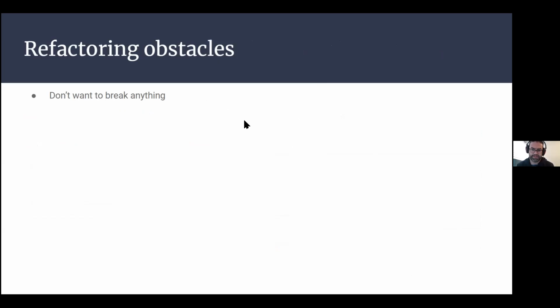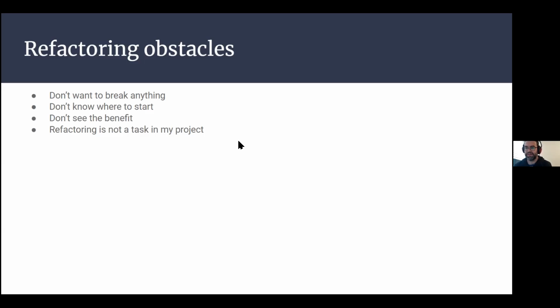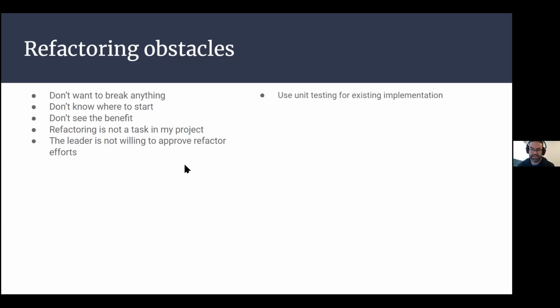Where are the usual obstacles? Sometimes you see a piece of code and you say, I will probably want to change this, but I don't want to break anything. I don't know where to start. I don't see the benefit. There is no task in my project called refactor this, please. Sometimes this happens: the leader is not willing to approve refactoring. It doesn't have to be directly you, just anyone above. So how do we solve each one of these, or how do we try to approach this?